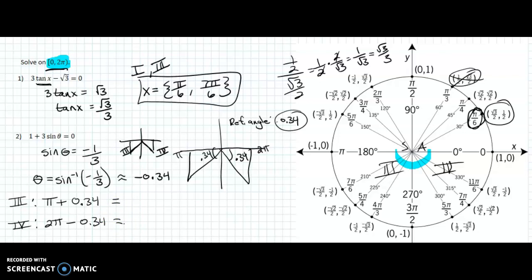And then those would be numbers you just type in your calculator. So it looks like I got 3.48. We'll just do 2 decimals. And then 2 pi minus 0.34 would be 5.94. And so your theta here is 3.48 and then 5.94.